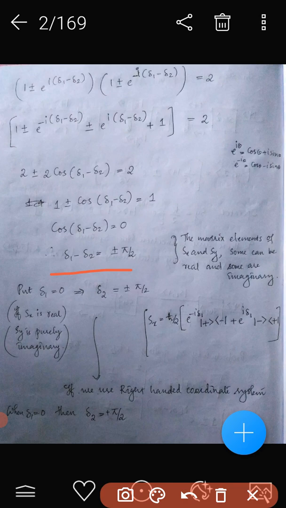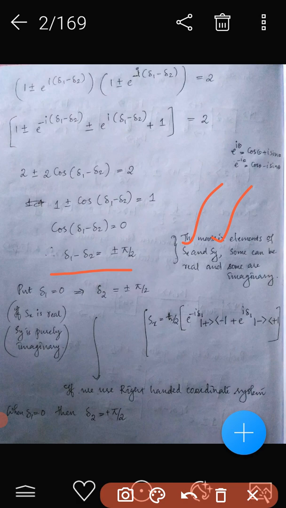That means we have constructed the operators Sx and Sy already. And we know how to represent these operators in matrix form. The matrix elements of Sx and Sy, some of the elements are real and some are imaginary. If we take the Sx operator as real, then Sy is purely imaginary.